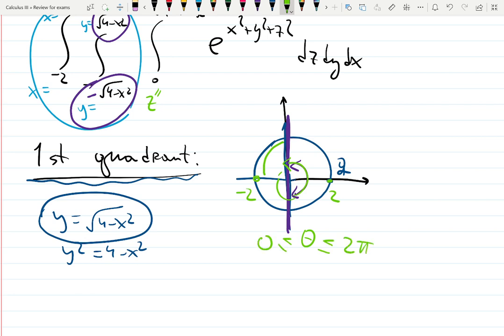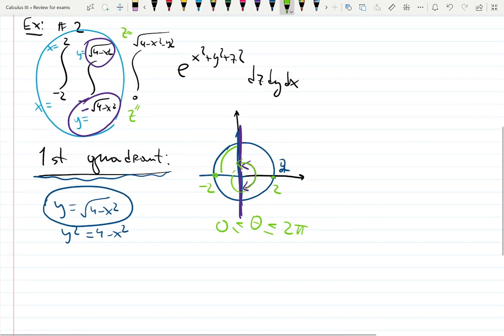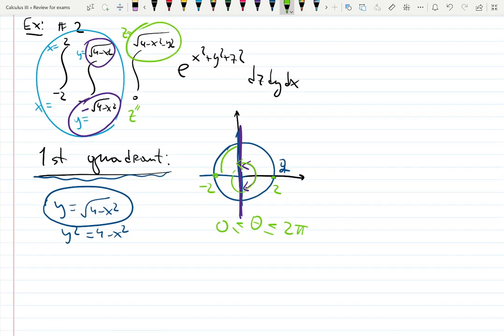Now we need to figure out what rho and phi are doing. Rho in 3D will be the simple one. We already know it's going from the center to this 3-dimensional object, which also has radius 2. So rho in 3D is from 0 to 2. And now the hardest one is phi, and it's always the hard one.